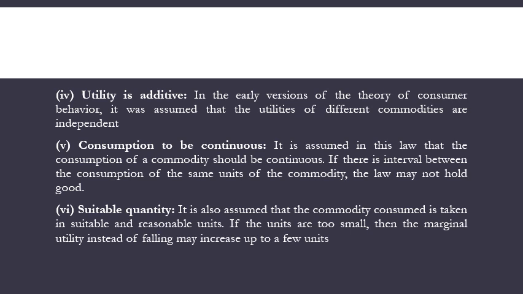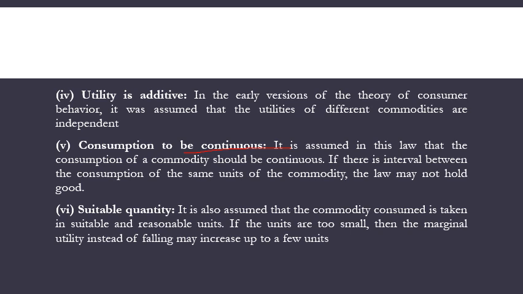The next assumption, consumption to be continuous. One of the most important assumptions: consumption must be continuous. In order to make this law of diminishing marginal utility valid, the consumption must be continuous. There should not be any interval between the consumption of two units. So there should not be any unwanted intervals.